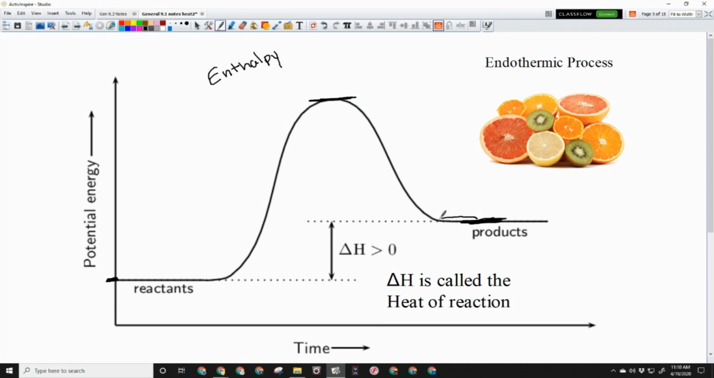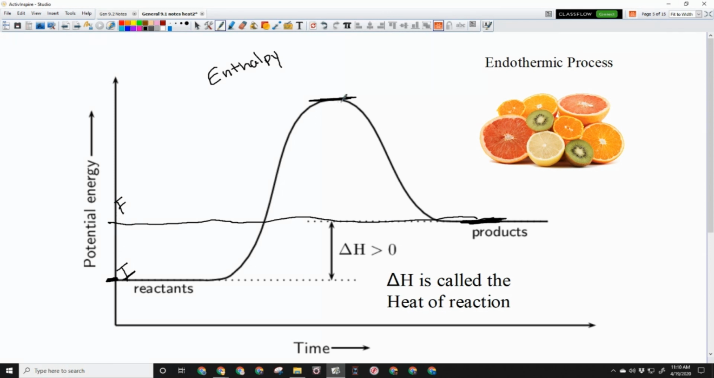If we look at this and continue this line over to the y-axis on your graph, you're going to see here was the initial energy. Here is the final energy. So the final energy is higher than the initial energy.